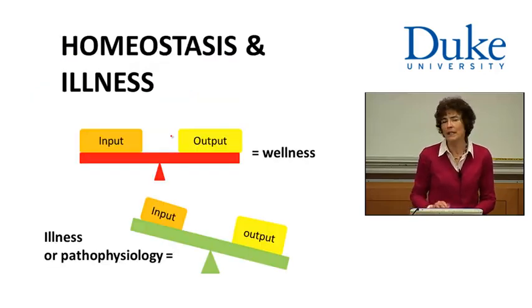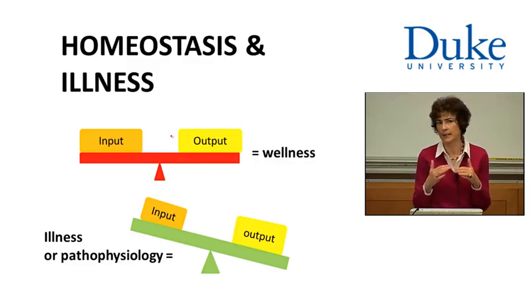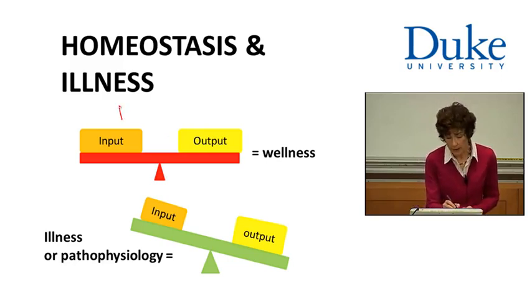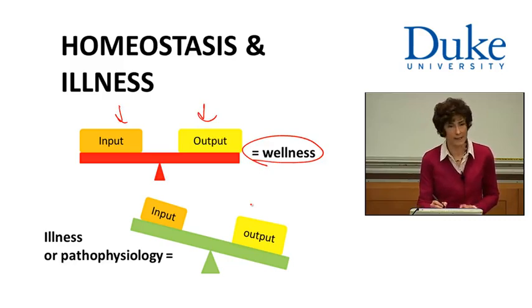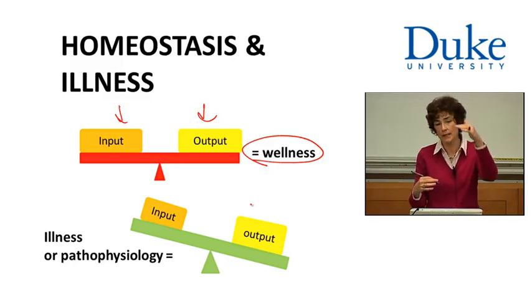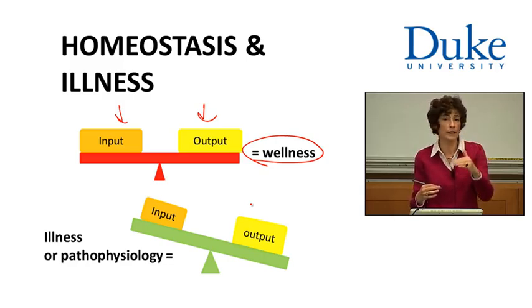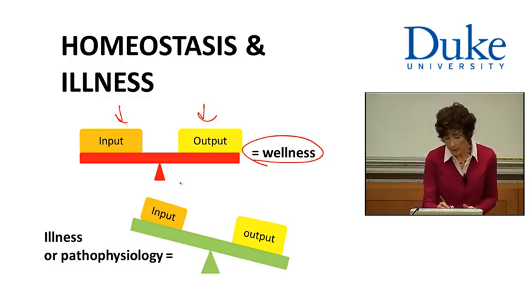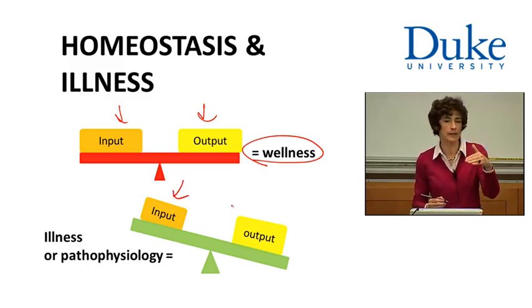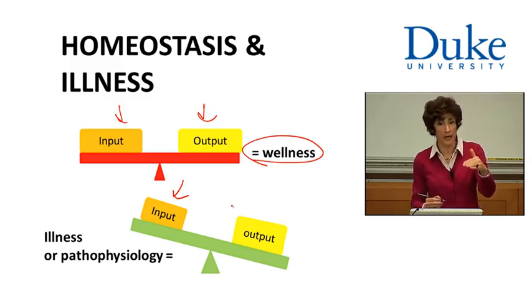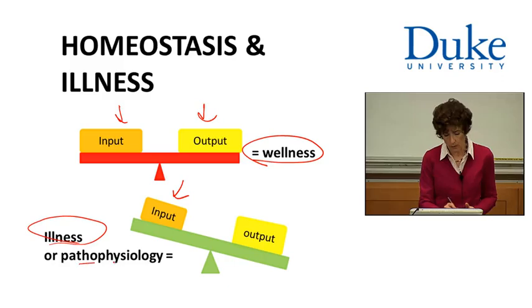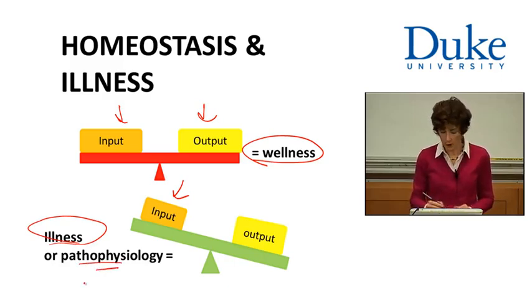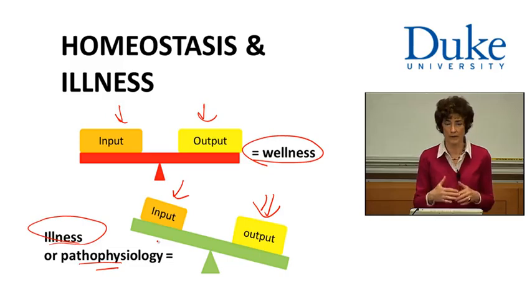So what happens if we do not maintain the ECF in this very tight range of needed factors? When we have input equal to output, we'll have wellness. Under those conditions, as long as the materials within the ECF are within the range that's compatible with the life of the cells, everything is fine. But when we have input that is effectively increased over output, then we can get illness or pathophysiology. And the converse can occur. If we have output that is greater than input, then again we can have illness or pathophysiology.